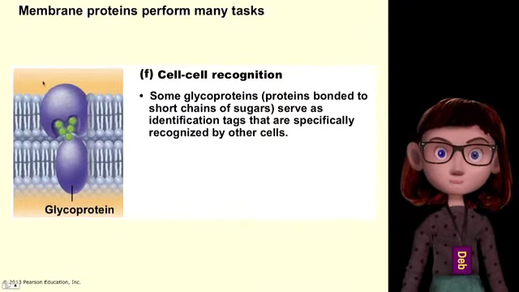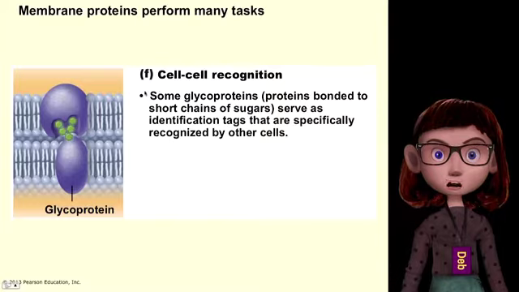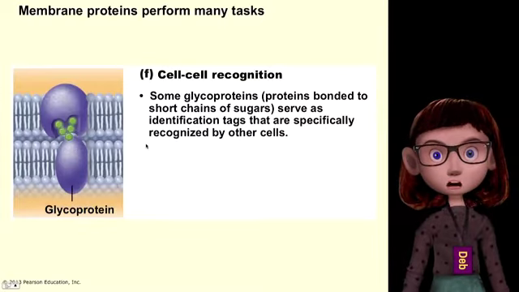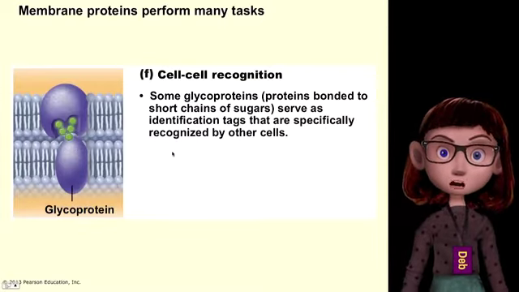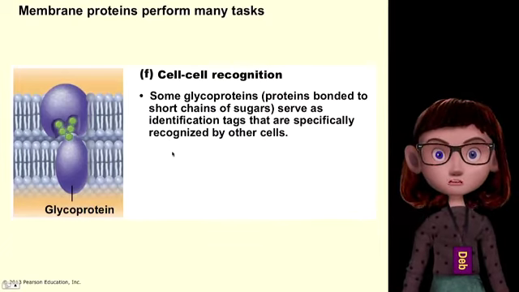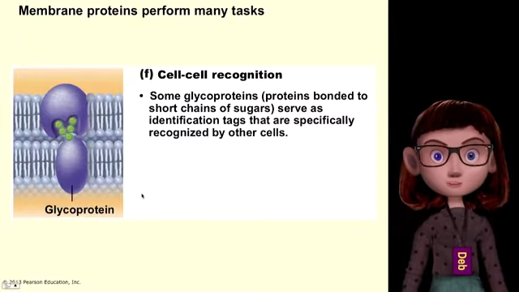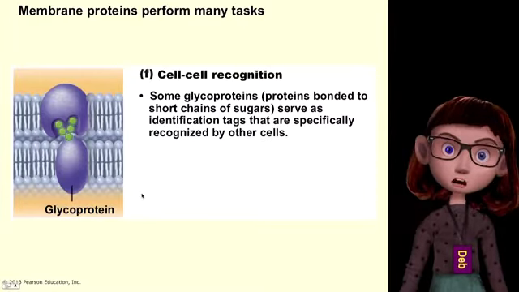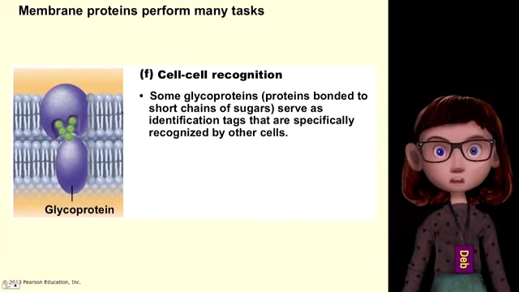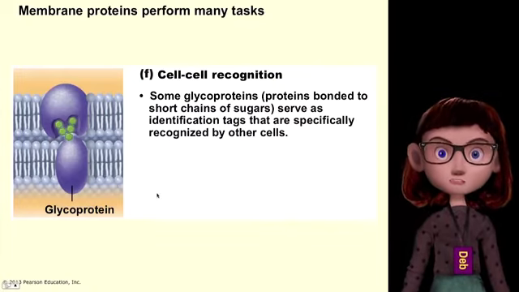Cell-cell recognition proteins. These are actually called glycoproteins, as they have a little sugar chain attached to the protein. And these serve as identity tags. So it's like wearing your name tag when you're in an institution where the people that work there will know when they see your identification tag that you belong there. And so this is similar to the cell-cell recognition proteins in your body.